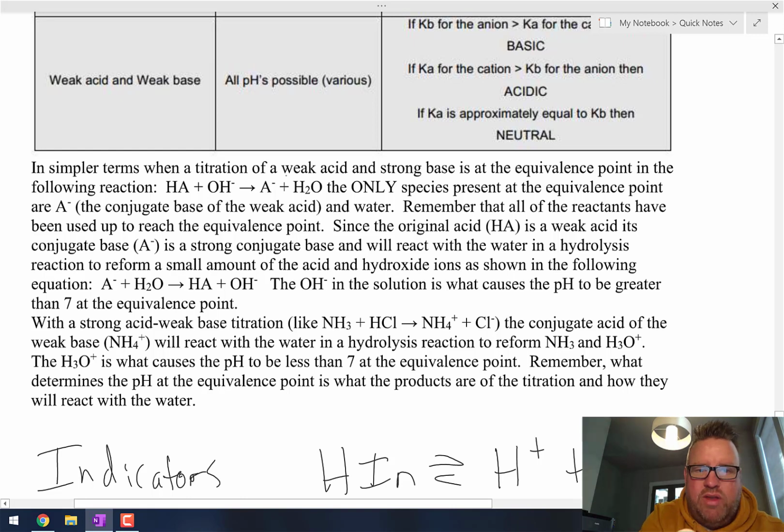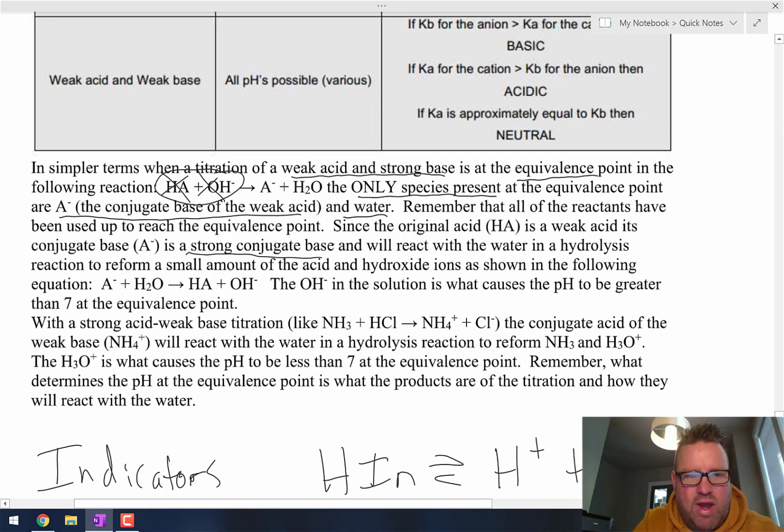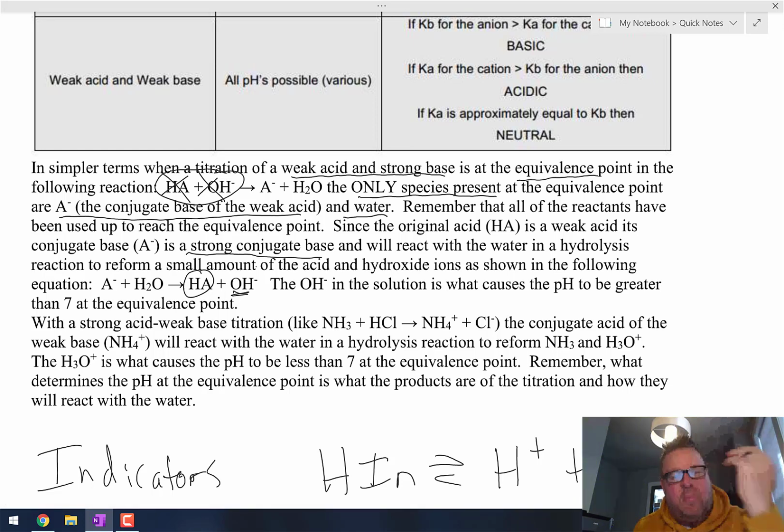In simpler terms, when a titration of a weak acid and a strong base is at the equivalence point in the following reaction, the only species present are the conjugate base and water. And again, all of those reactants have been used up. There are no reactants left at all. All of these are completely gone. Okay, so since the original acid is a weak acid, its conjugate base is a strong conjugate base, and it's going to react with the water in a hydrolysis reaction to reform a small amount of that acid particle and the hydroxide ion. And again, it's the hydroxide ion that causes that pH to go up a little bit above 7.